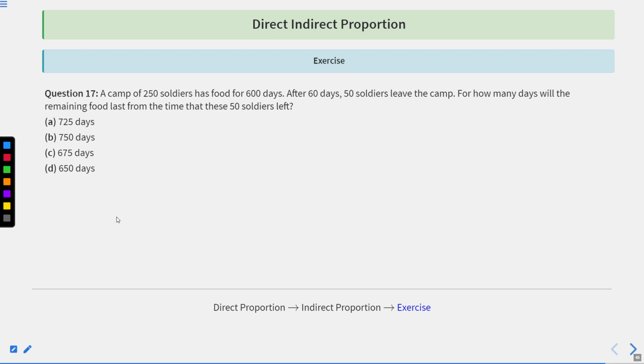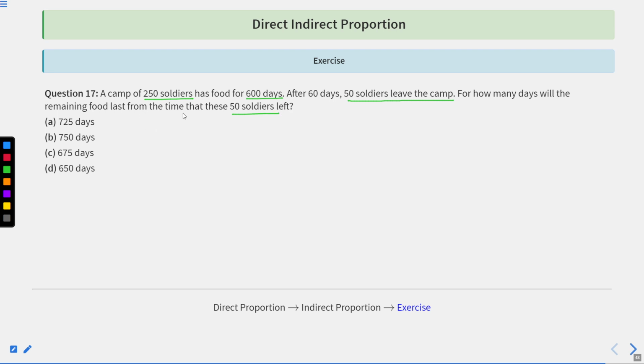Question number 17. A camp of 250 soldiers has food for 600 days. After 60 days, 50 soldiers leave the camp. For how many days will the remaining food last from the time that these 50 soldiers left?